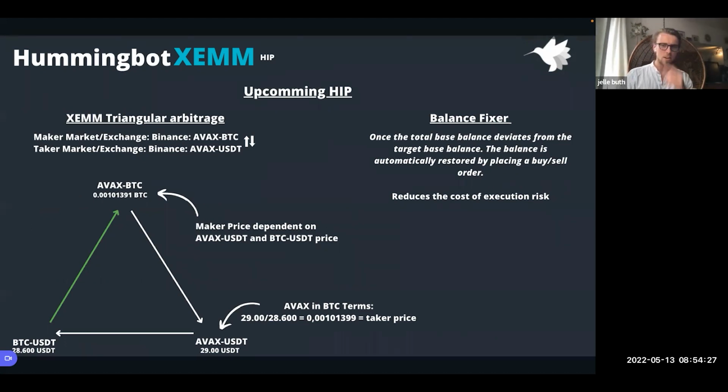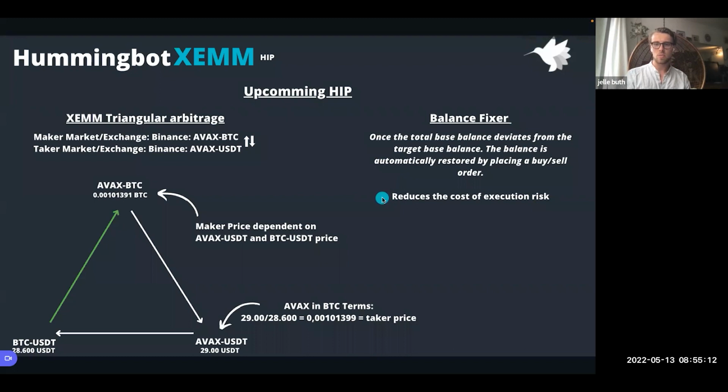So I've implemented this already. It's working quite well. There are two things I have. First of all, a balance fixer. I talked about before that sometimes when there's some execution error, your buy order is filled on your maker exchange, but for some reason you couldn't fill your taker order on your taker exchange, which means that you're increasing or decreasing your position. What it does then is I define a target base balance, and once my total base balance deviates from this target base balance for longer than a specific amount, let's say a minute or 3 seconds, my balance is automatically restored.